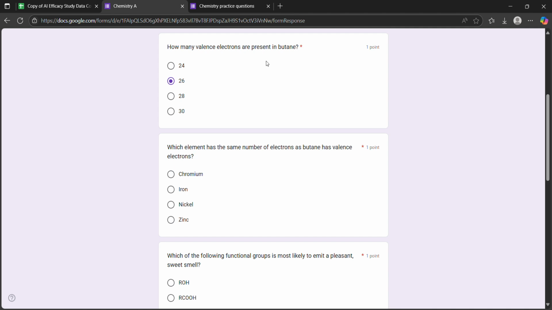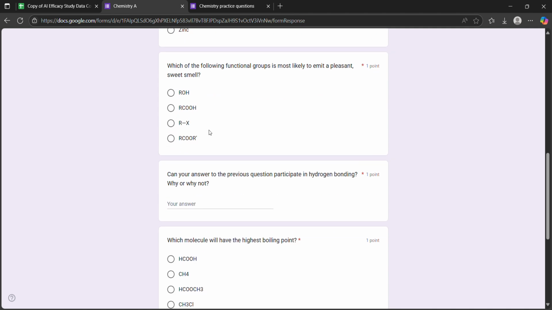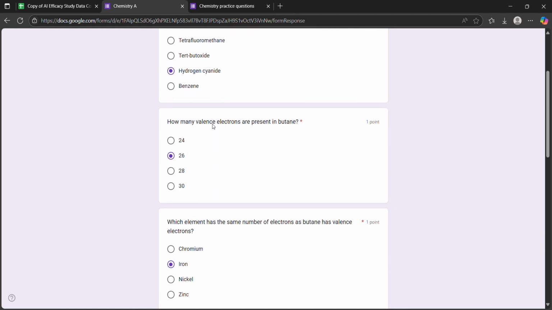Which element has the same number of electrons as butane has valence electrons? So if the number of valence electrons in butane is 26, we have to look for the element which has the same number of electrons. In the periodic table, 26 I think is iron, if I remember correctly. Iron is, yeah, the 26th element. Okay. Which of the following functional groups is most likely to emit a pleasant sweet smell?